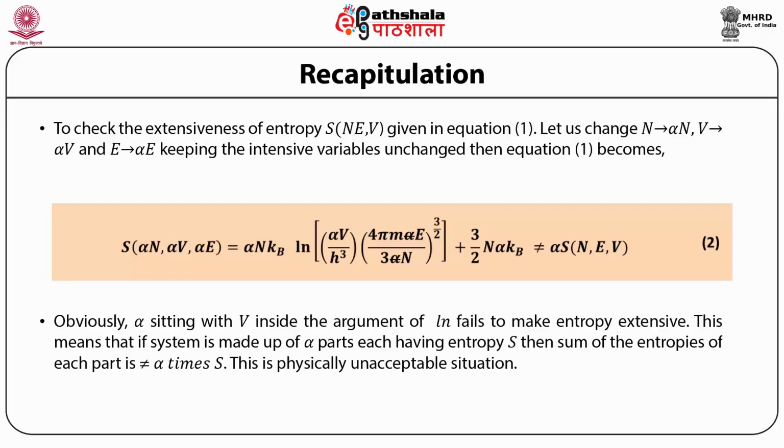This means that if a system is made up of alpha parts, each having entropy S, then the sum of the entropies of each part is not equal to alpha times S. This is a physically unacceptable situation.